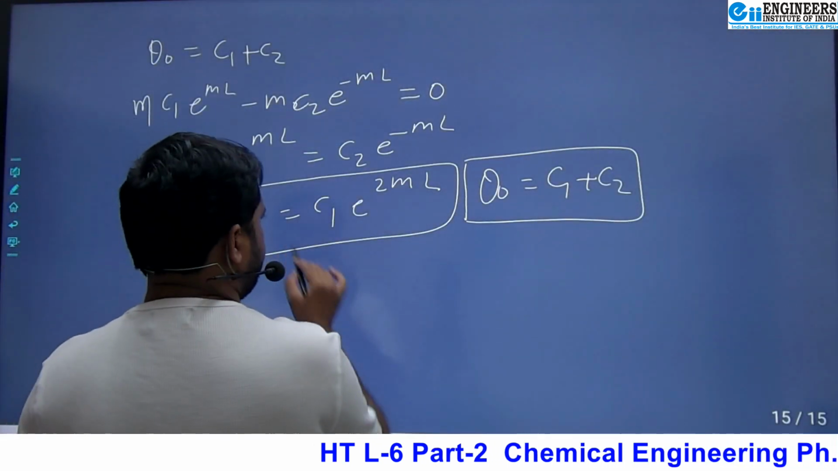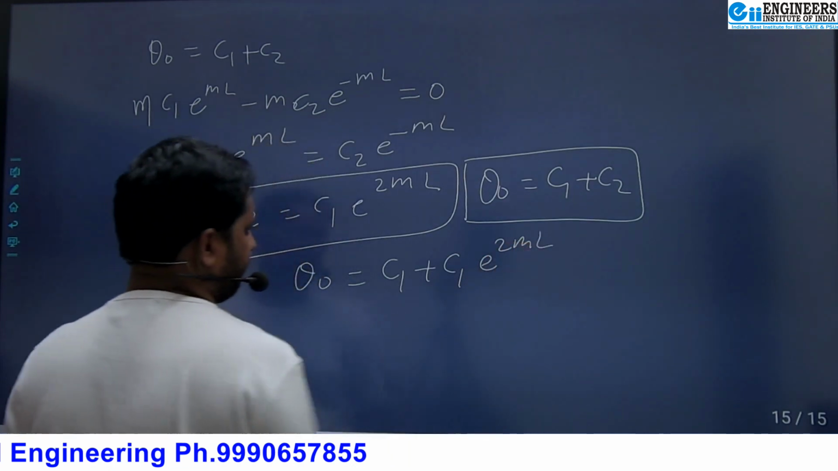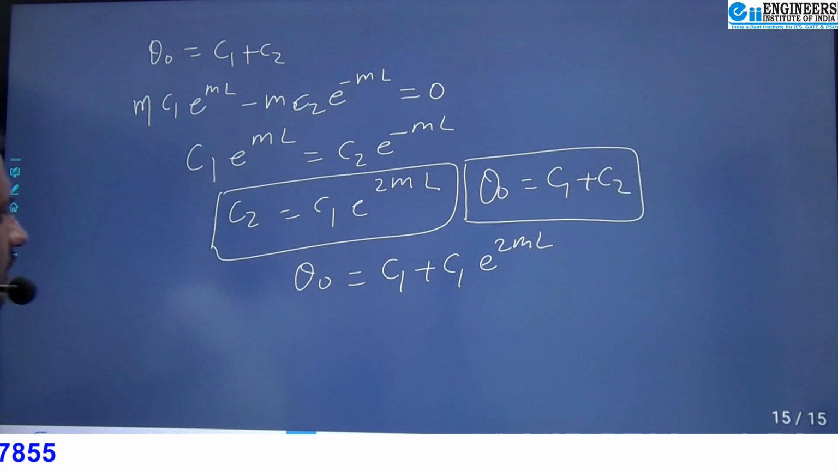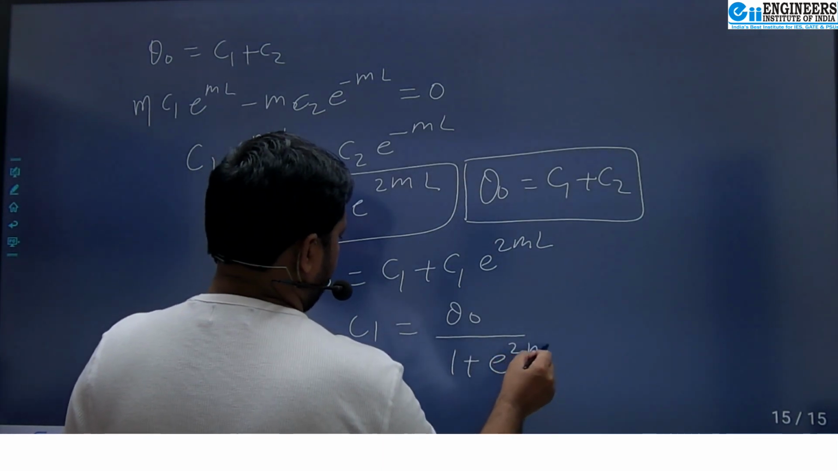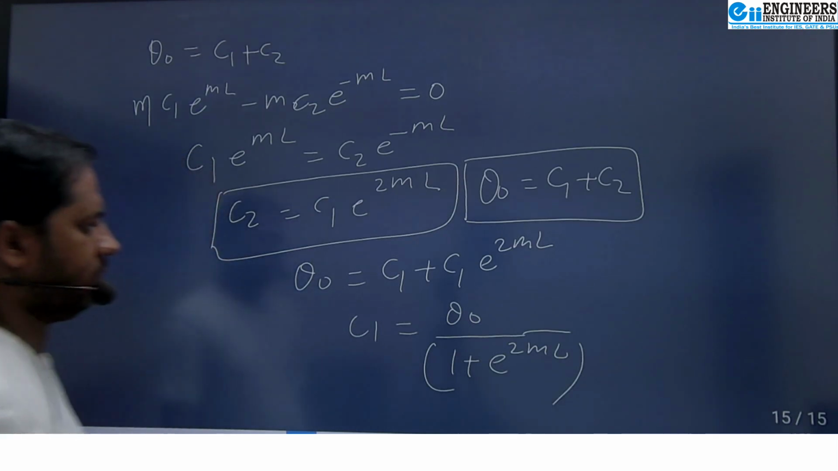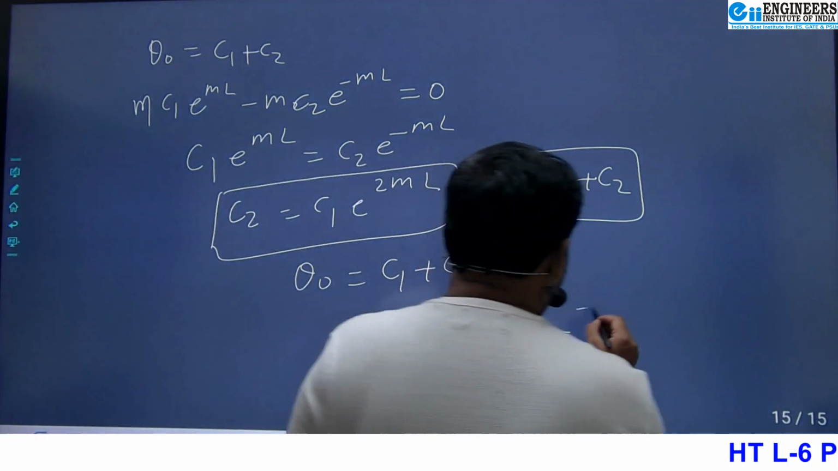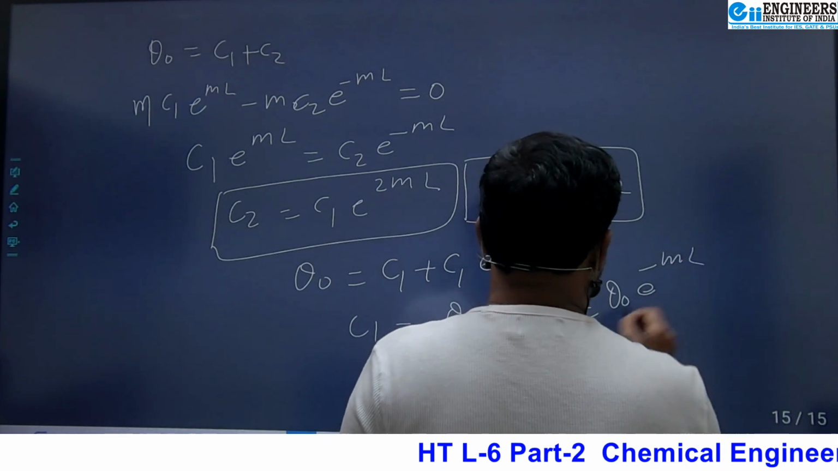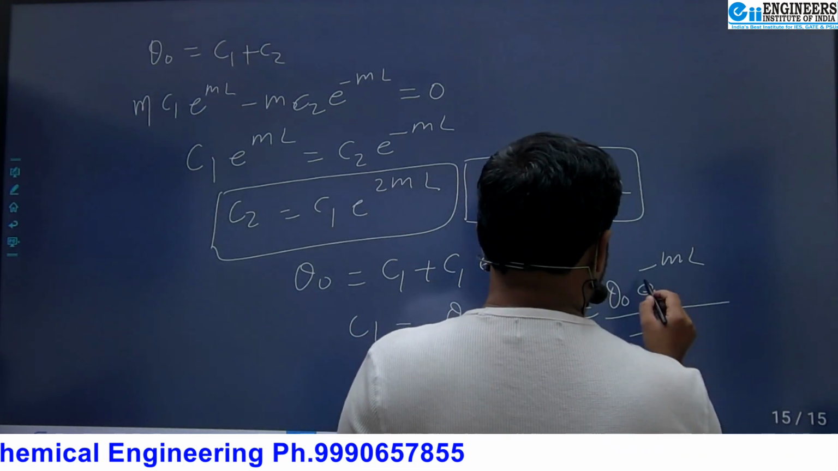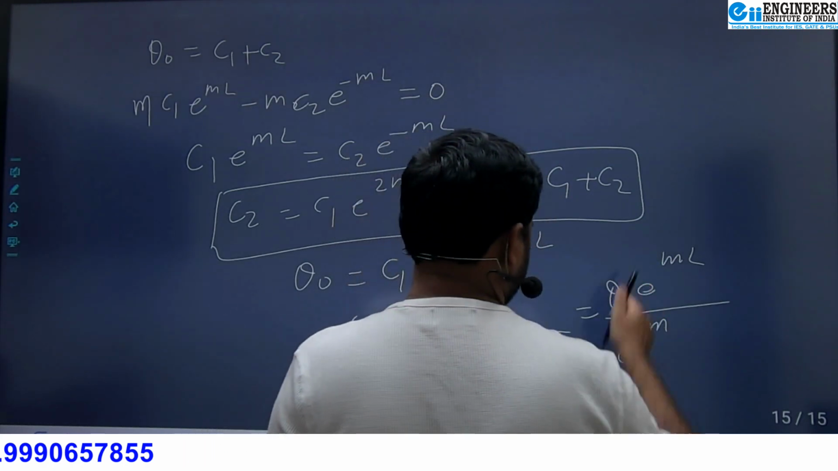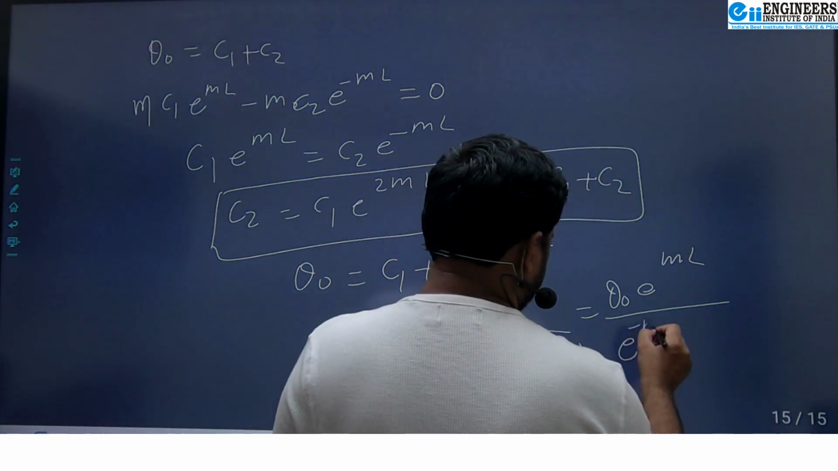If we put this value of c2 here, c1 plus c1 e power 2ml, so c1 is theta naught by 1 plus e power 2ml. Or in particular it can be written as theta naught e power minus ml upon e power minus ml plus e power ml.